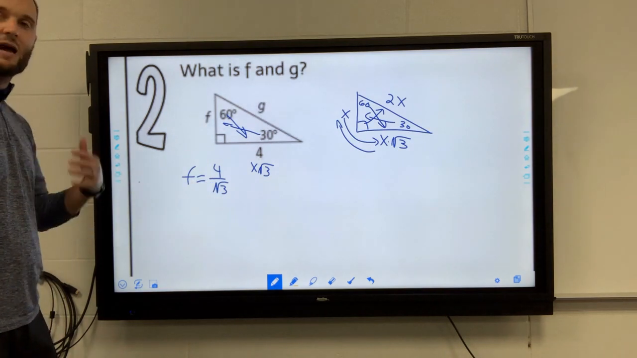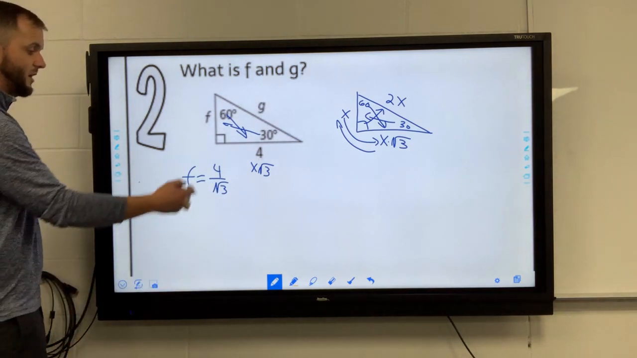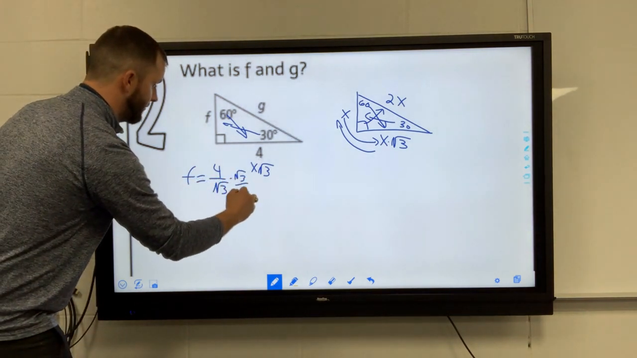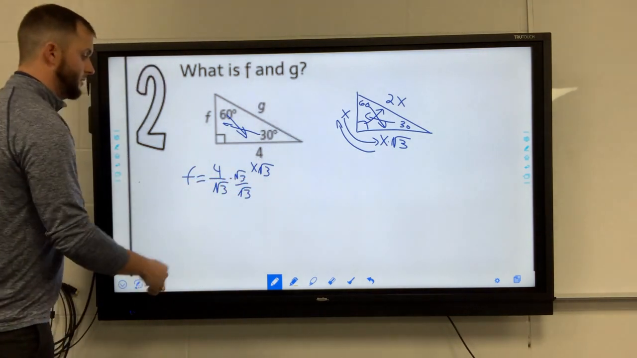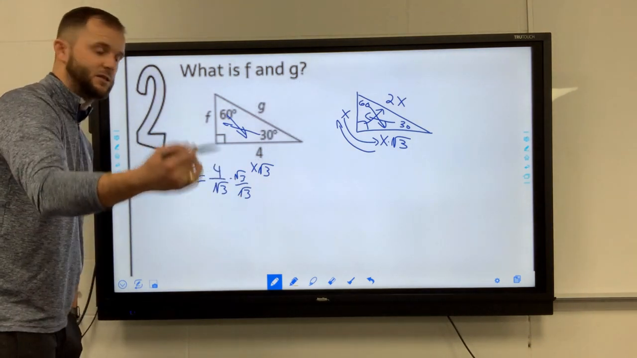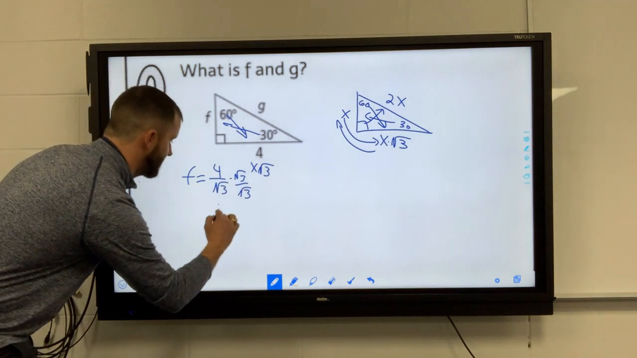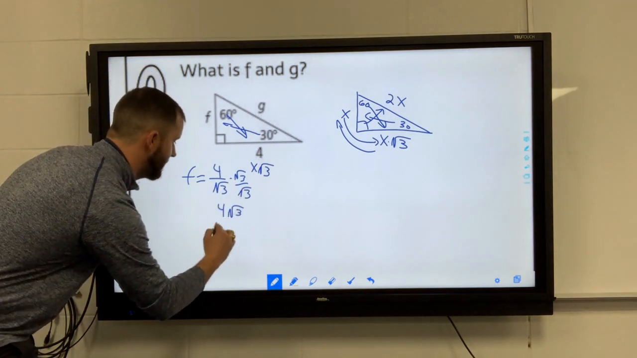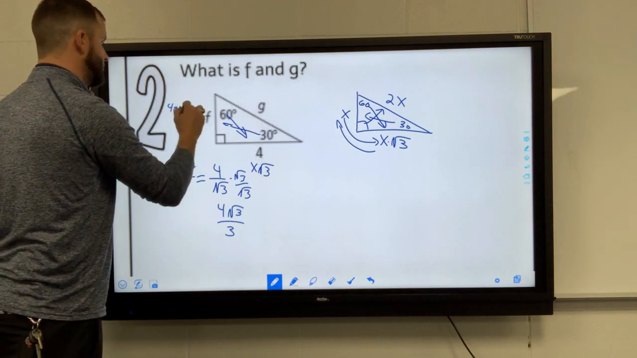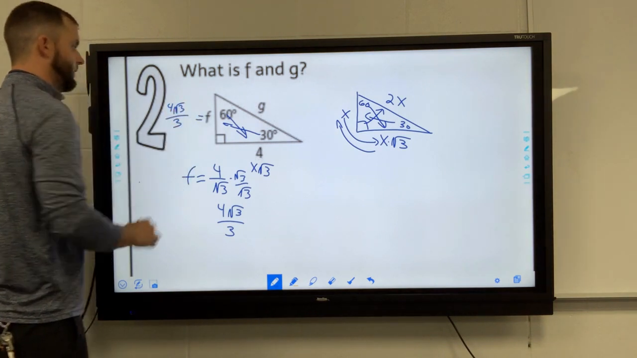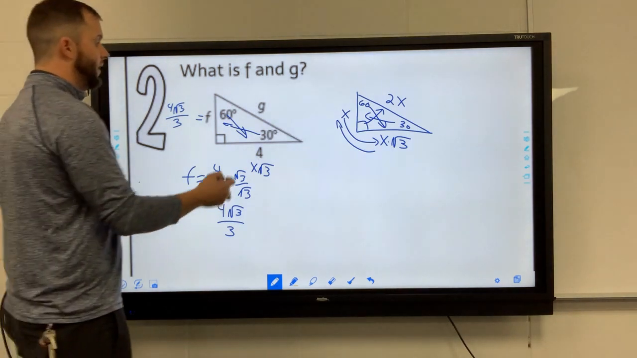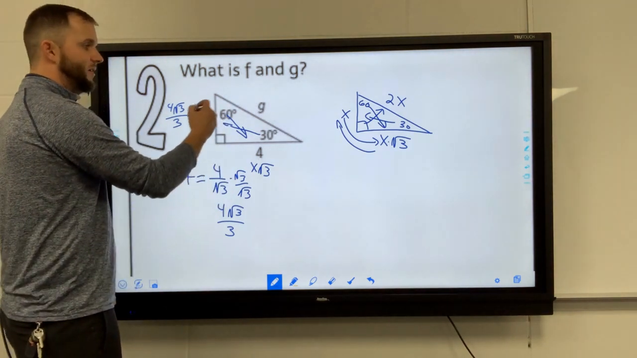But what I can do is put it in simplest radical form. So I have to get rid of that square root sign. So I'm going to multiply by square root of 3 over square root of 3. So basically what's going to happen, this is going to be 3 times 3, which is 9, which the square root of 9 is 3. So 4 times square root of 3. So this is going to turn out to be 4 square root of 3 over 3. So that means F is going to be 4 square root 3 over 3. Boom, done.